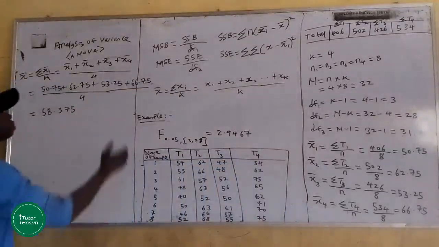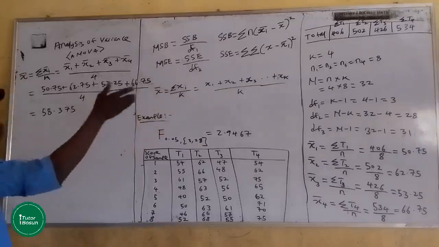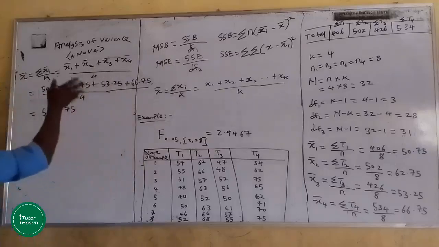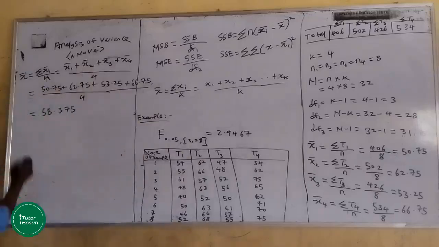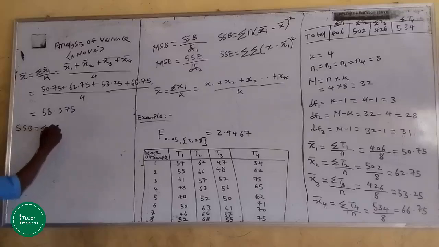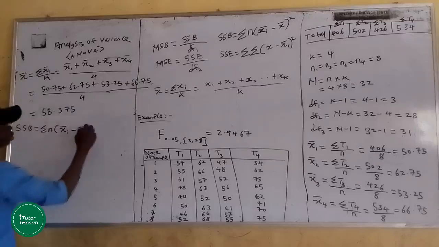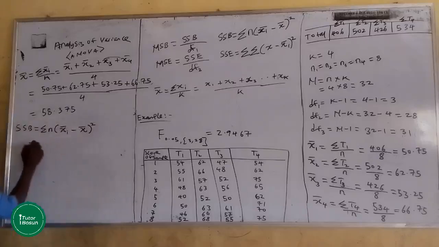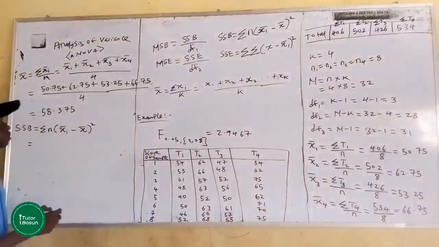So we have the overall mean, and we have the means between each group. We can now get our sum of squares between, and also our sum of squares of error, to get our mean square between and our mean square of error. Our sum of squares between, SSB, is equal to the summation of n times xi bar minus overall x bar, squared. What's our n? Our n is 8.